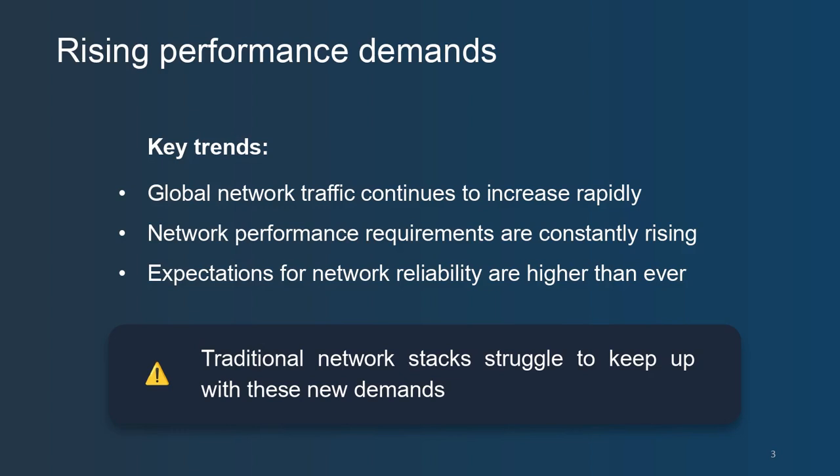However, traditional network stacks struggle to keep up with these new demands. They were designed decades ago and hit performance limits at just 1 to 2 million packets per second per core. This gap between growing requirements and limited capabilities creates a real problem. Now, let's examine exactly where this traditional network stack fails.